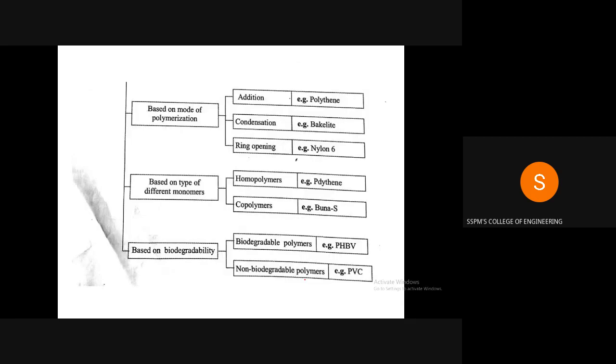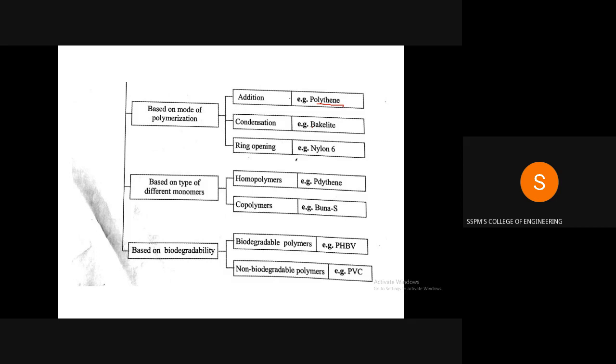Then based on the mode of polymerization, how you can form a polymer. That is based on mode of polymerization: addition reaction, condensation, ring opening reaction. Polythene is an example of addition. Then condensation, bakelite. Bakelite is a condensation reaction. Then ring opening reaction, that is nylon 6.